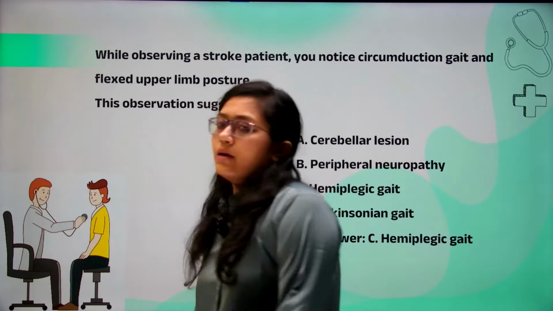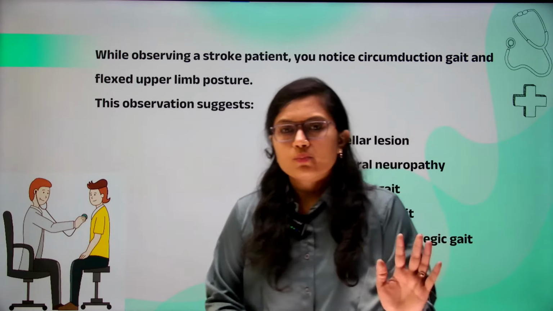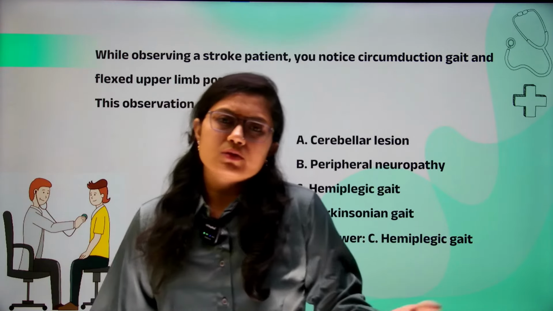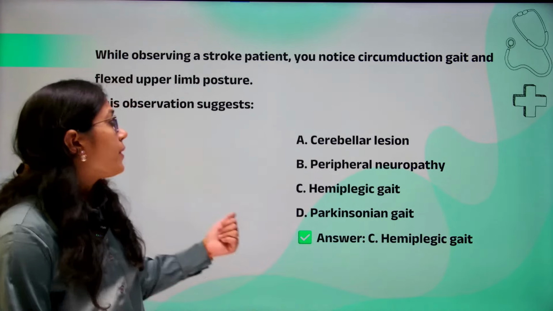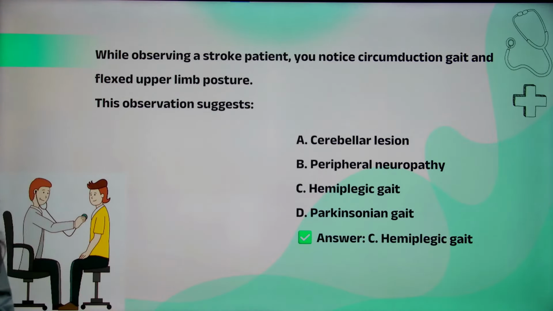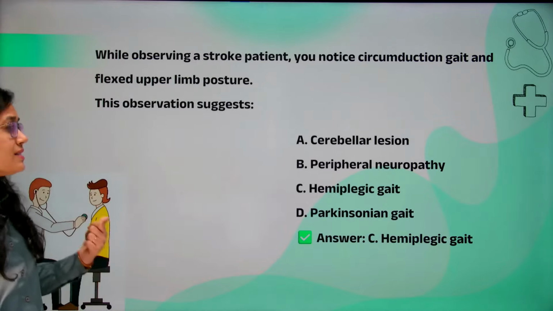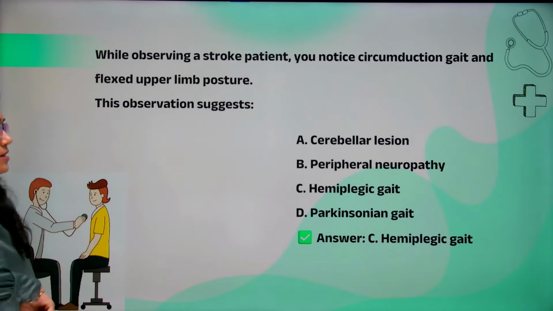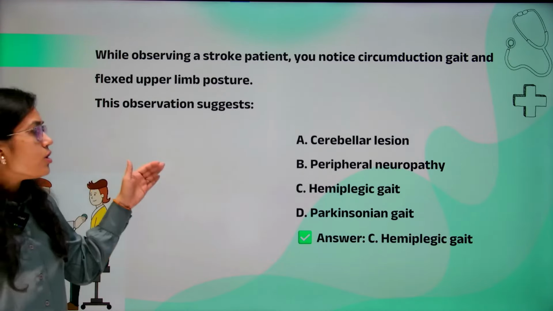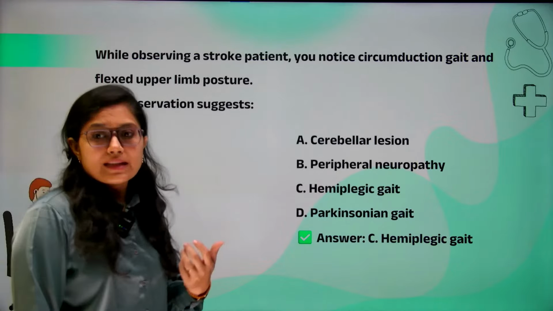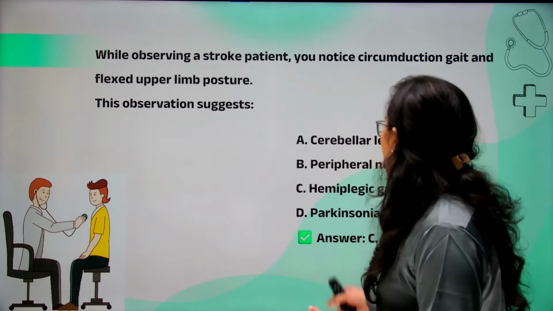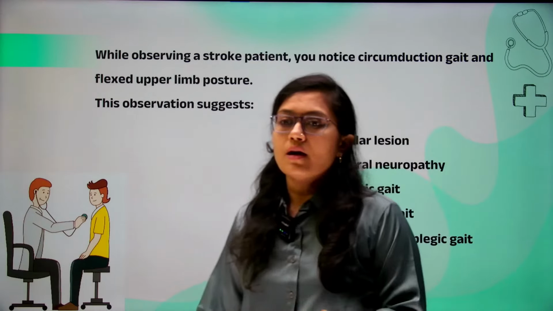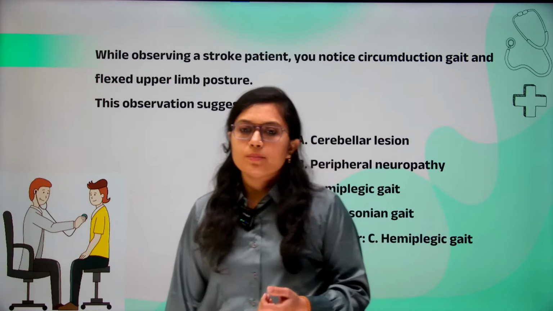Okay, so we are clear with all this portion, that is demographic data, observation and palpation. So just a brief, some questions. Let me know, while observing a stroke patient, you notice a circumduction gait and flexed upper limb posture. This observation suggests cerebellar lesion, peripheral neuropathy, whether it is a hemiplegic gait or whether it is a Parkinson's gait. What would be the answer?